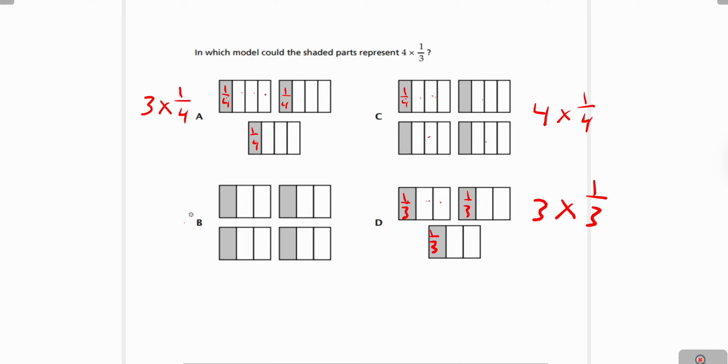That leaves us with this choice. If you pick this choice, that's right. So 1/3, 1 time, 2 times, 3 times, 4 times. There you go. 4 times 1/3, which is, of course, 4/3.